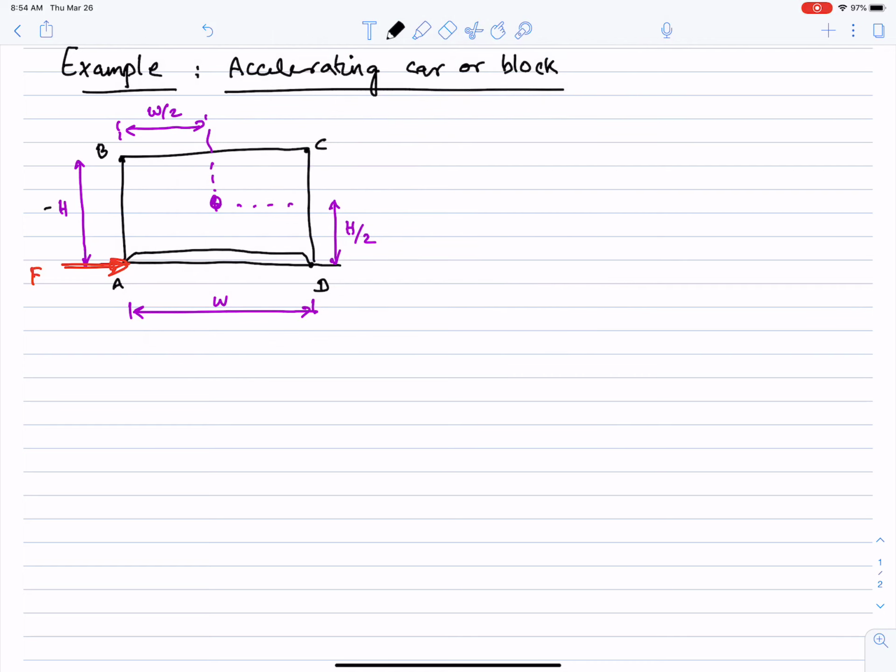So let's set this up. Block A, B, C, D, mass M, height, width are given. Let's say, for simplicity, if you want to use numbers, you can use 1000 kg. Of course, g is 9.81.